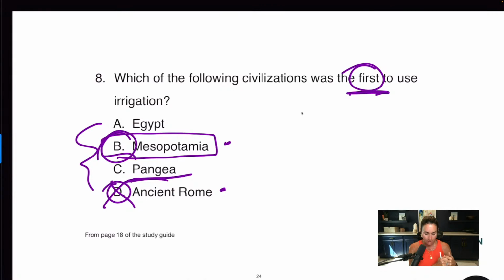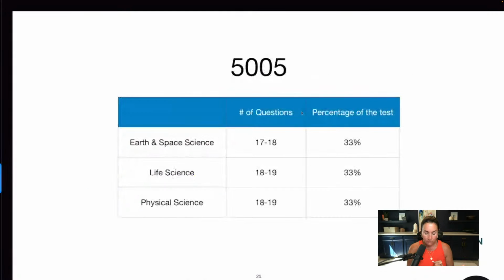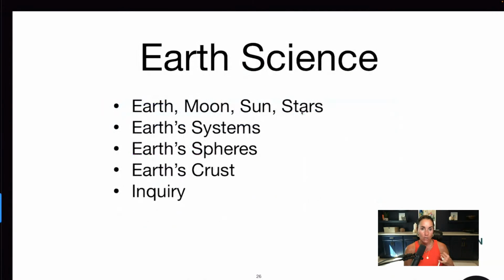We also cover that in science. Speaking of science, let's move on to Science 5005. 3 content categories here: Earth space, life, and physical science. So they're all pretty much the same, 33, 33, 33. So Earth space science is the Earth, moon, sun, stars, Earth systems, like the water cycle and earthquakes and its rotation and its revolution around the sun.